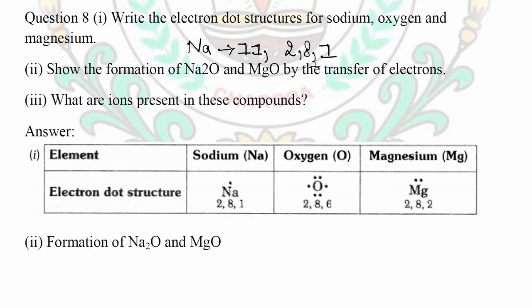So the number of valence electrons in sodium is 1 only. So here the Lewis dot structure for sodium will be Na with 1 dot or 1 cross. Okay, Na with 1 dot or 1 cross. It will be the answer here for sodium's Lewis dot structure.